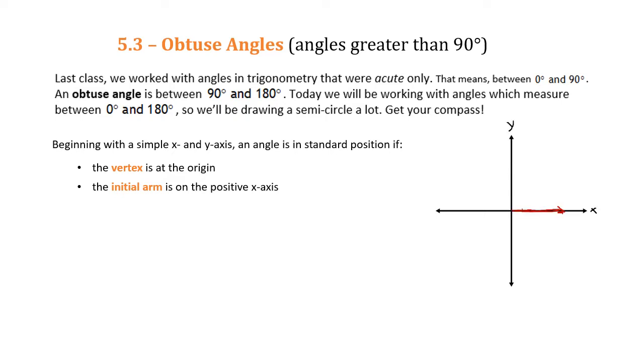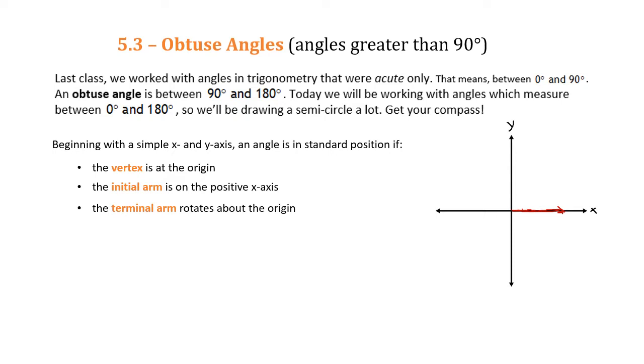So I've labeled my axes x and y, and I've drawn in red what's called the initial arm. That's what I put on the x-axis. You should use a ruler for that, but my ruler doesn't work. The next part is to draw the terminal arm. The terminal arm rotates about the origin.